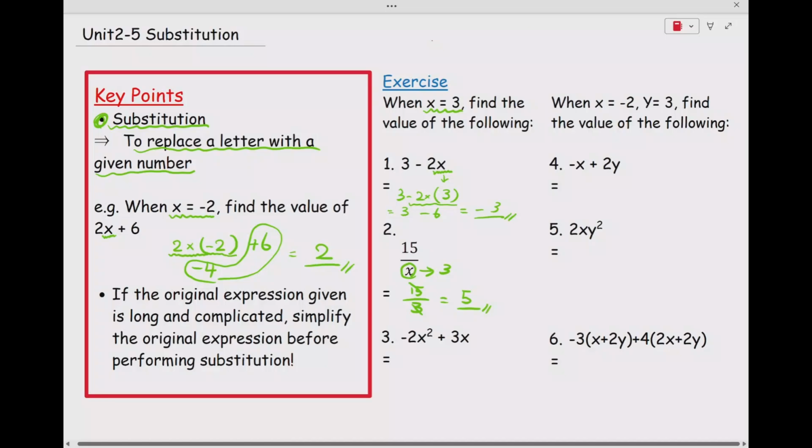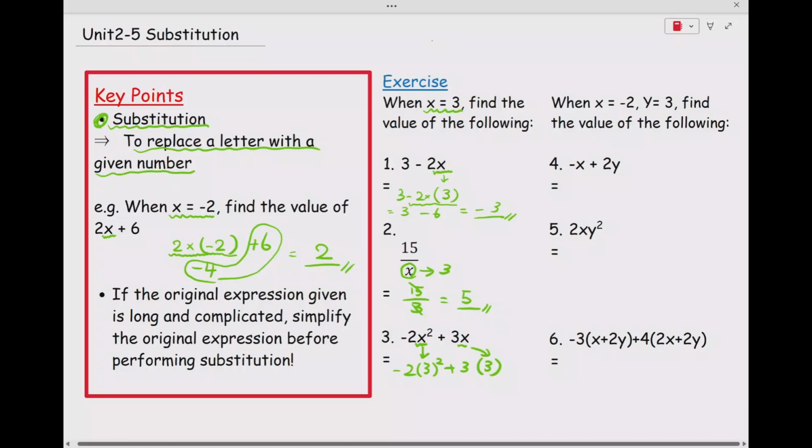Number 3. Minus 2x squared plus 3x. This question is also the same. Since x equals 3 is given in the premises, we just need to replace x with 3 in the original expression. Then the original expression becomes minus 2 times 3 squared, plus 3 times 3.